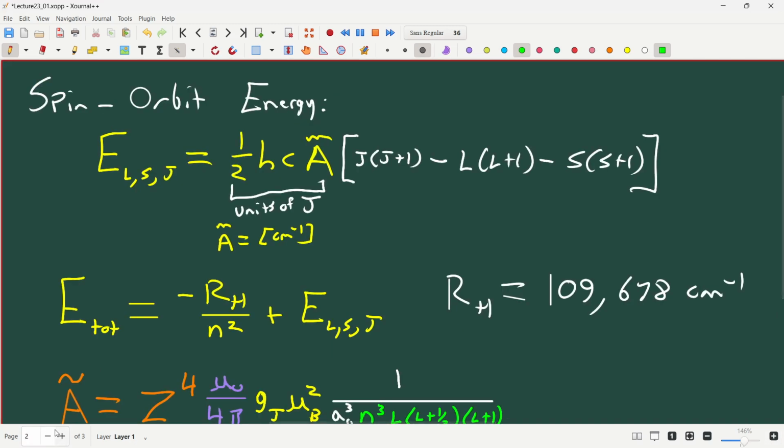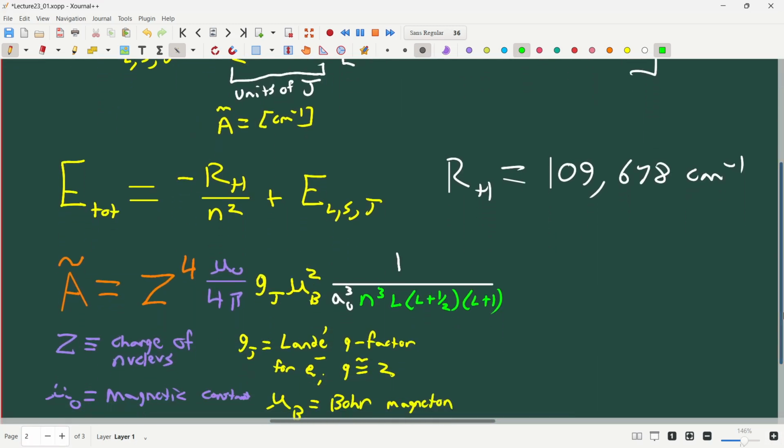Okay, and then I give you these numbers. The rest of these numbers, we will actually do a problem on this on the homework. I give you all these constants, so you don't have to worry about it too much.